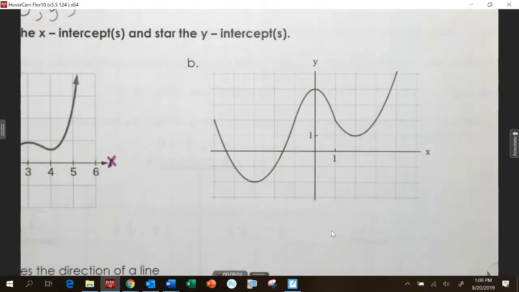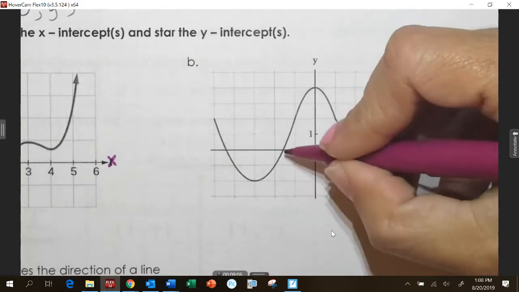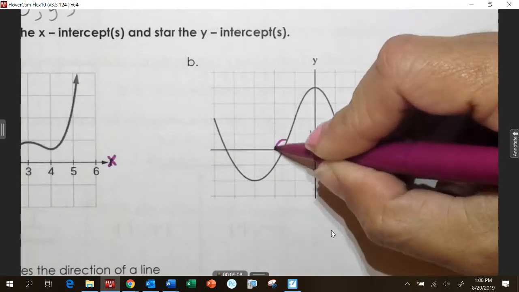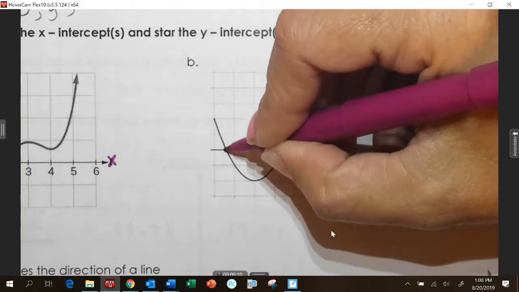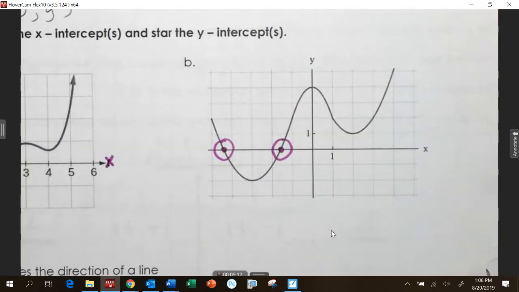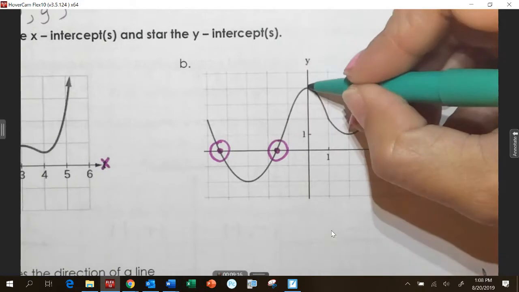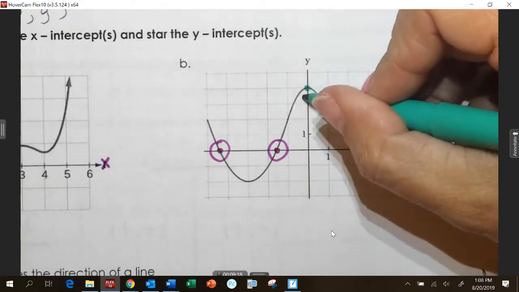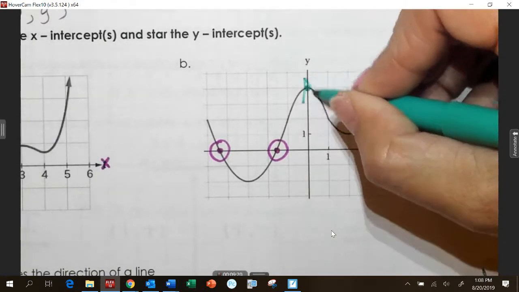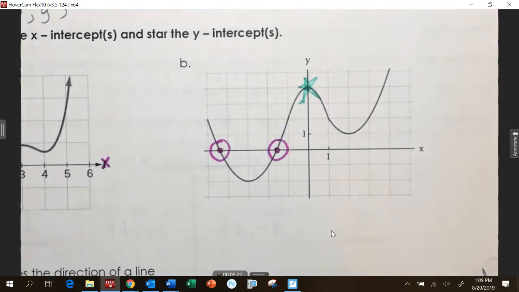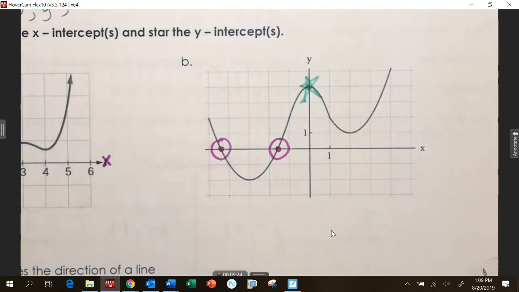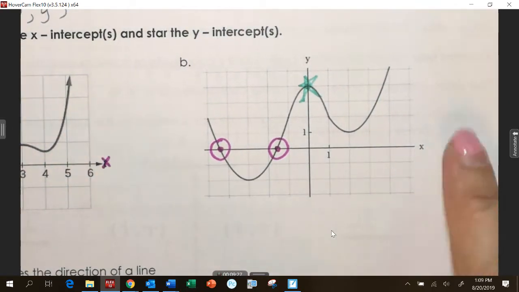Again, these are decimals. You're not going to be able to find exactly where it is. You're just going to say, hey, that's where it crosses the x-axis, and here. There's my x-intercept. My y-intercept looks like there's only one of them. I don't know what number that is. Maybe 4. Right there. So we can identify them on a graph.